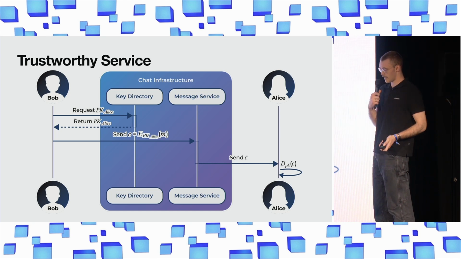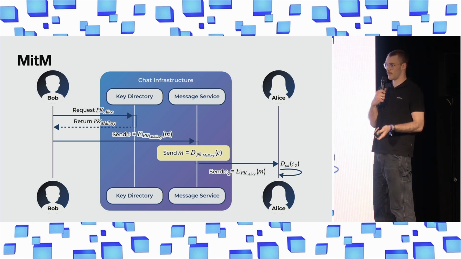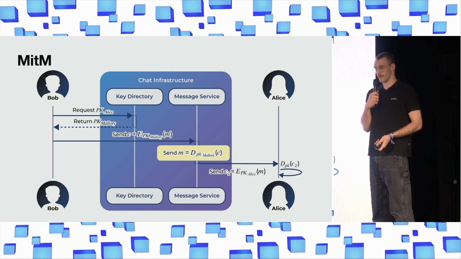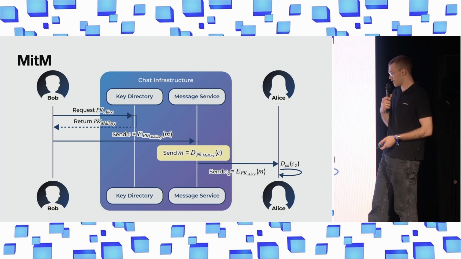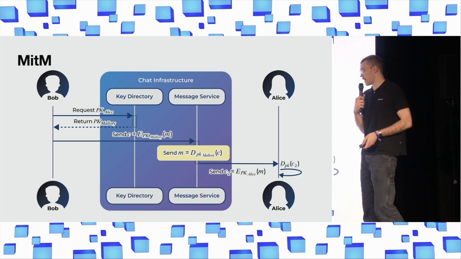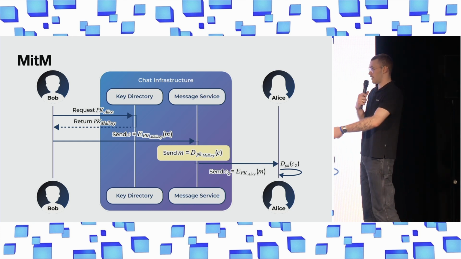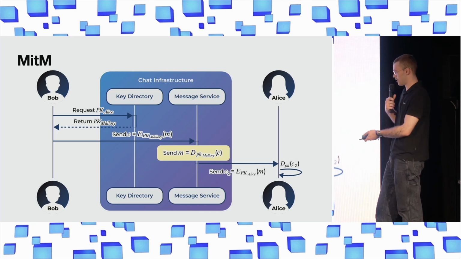Then the message gets relayed to Alice, and then Alice can decrypt it, of course. And the machine in the middle attack that they can do is really trivial. Instead of returning Alice's public key, they return you one of their own key pairs. And then when they get the message, they can simply decrypt it. So in the best case, this is just eavesdropping. They can read all of your messages, but they can also modify the message. When they get it, they decrypt it, then they just encrypt it again with her real public key, and she can decrypt it.